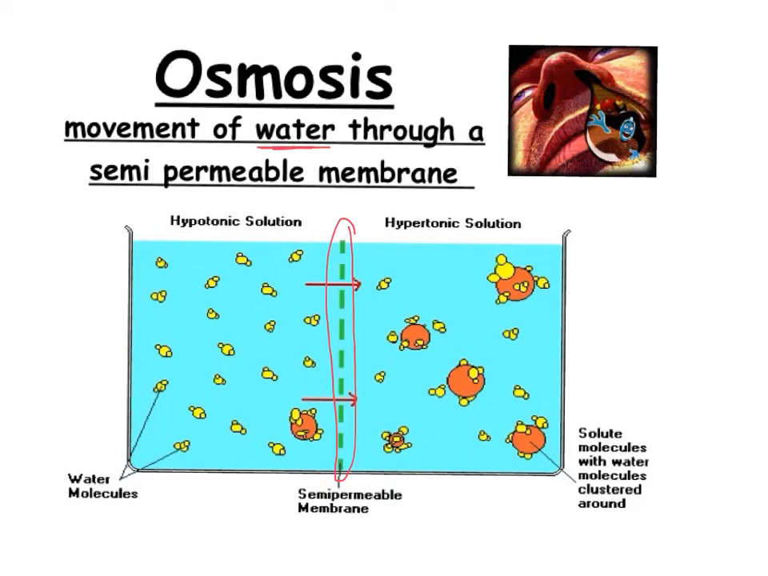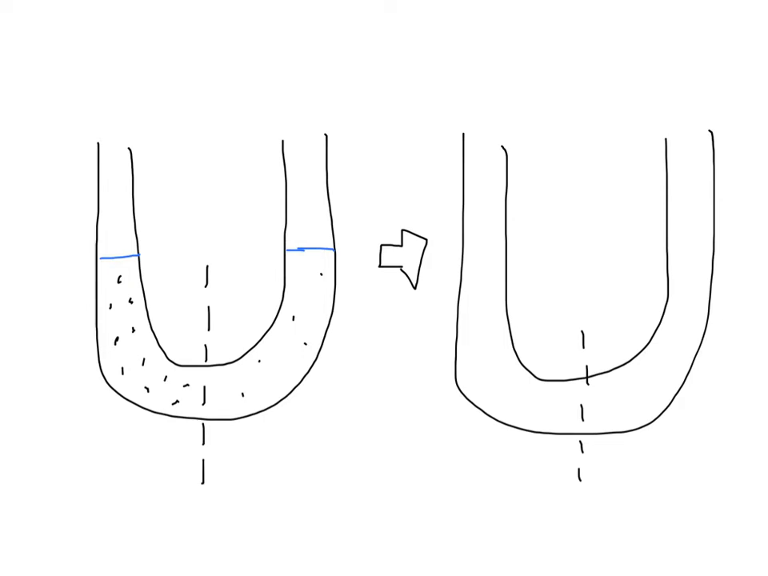Something called hypotonic or hypertonic, or ideally, an isotonic or equal solution. So let me show you a little bit more. This is something I saw, and it actually made pretty good sense. They call it the U-tube experiment because it's a U-shaped tube.